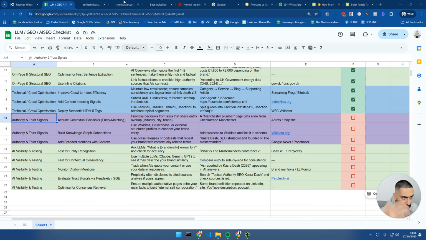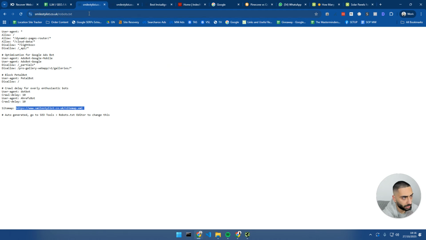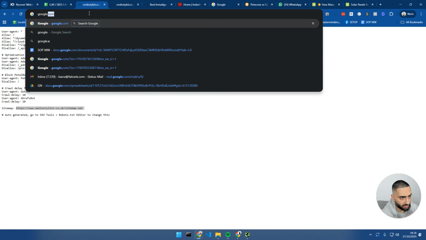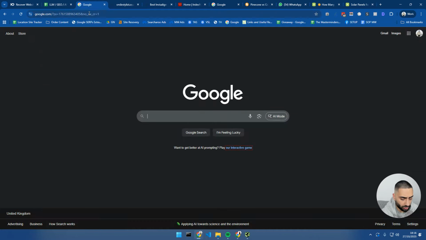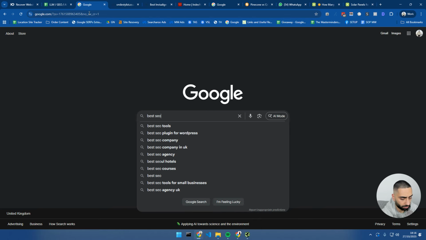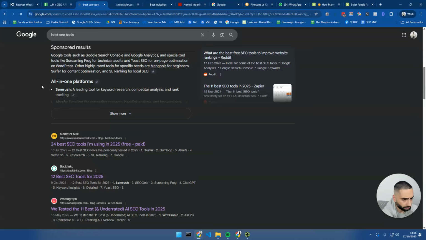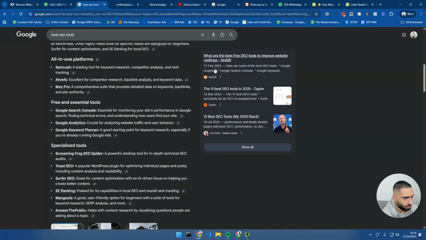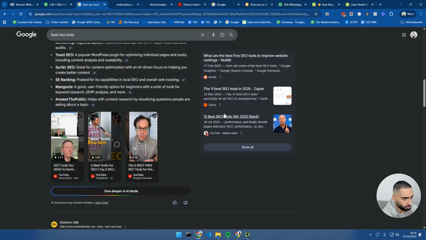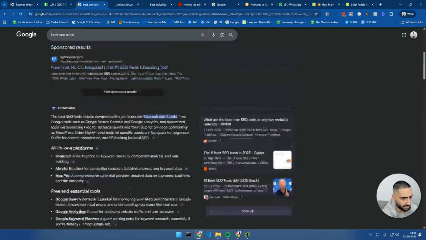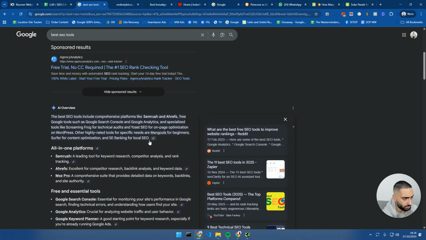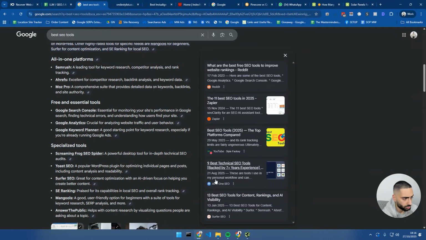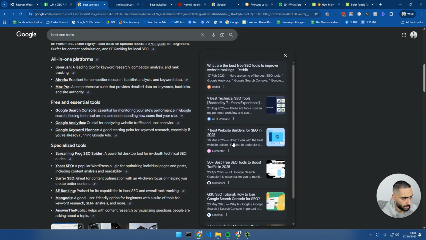So let's take a look at some actual websites here. If we were to do a search for best SEO tools, let's say. Now there's an AI overview here. We've obviously got Reddit, Zapier, YouTube mentioned. In here, we can click through and there's going to be definitely more, like we've got All in One SEO, we've got Surfer SEO, we've got Elementor.